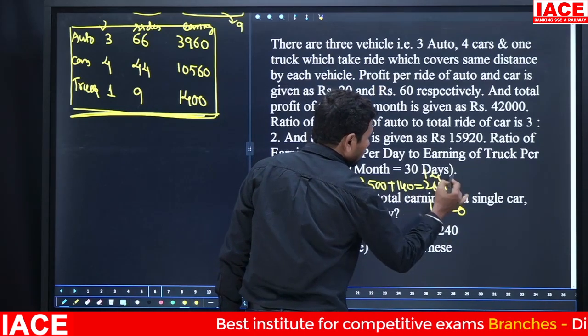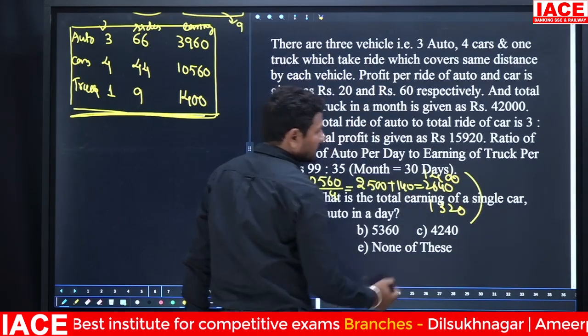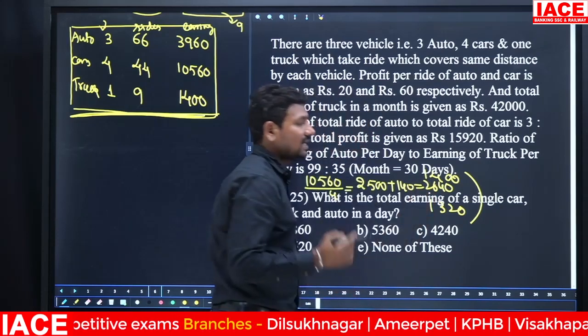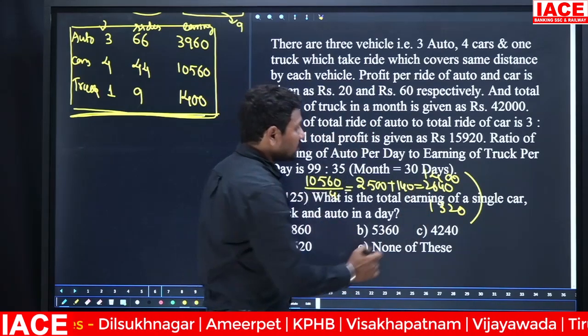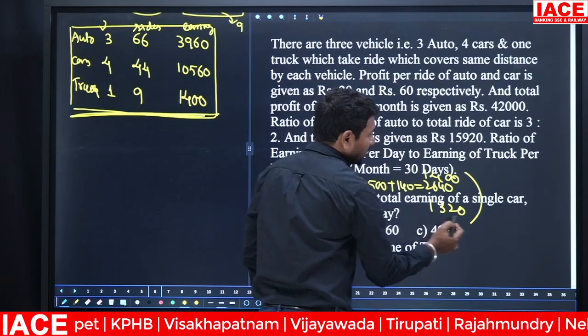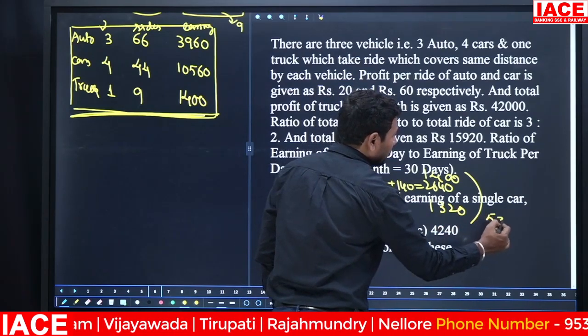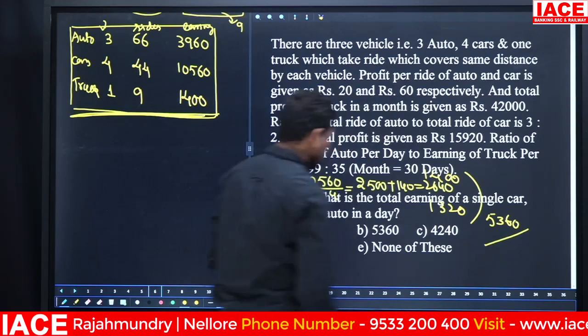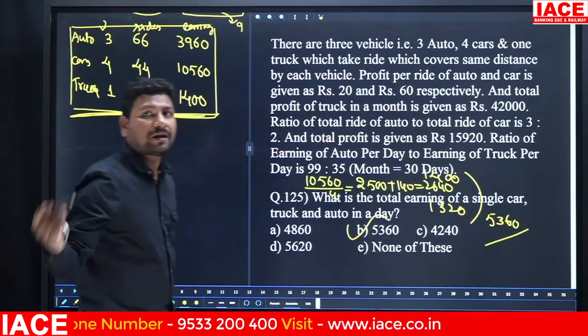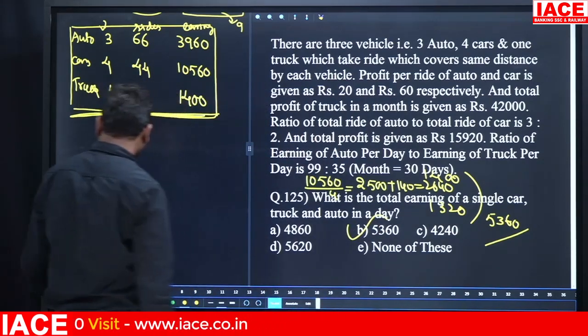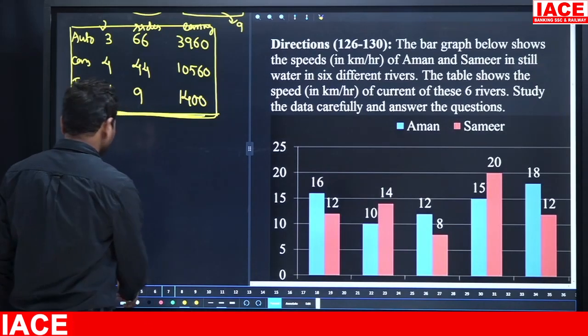1400. This is all added to get the answer. Here 1400 plus 2600 is 4000, plus 1000 is 5000, 5360. Which option is correct? Option B is correct. Yes, next we have different data.